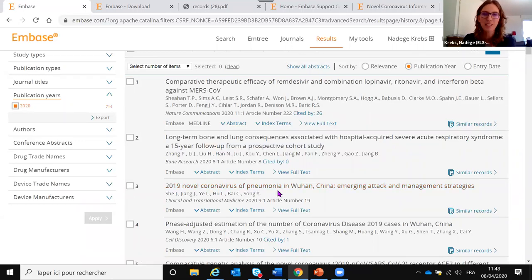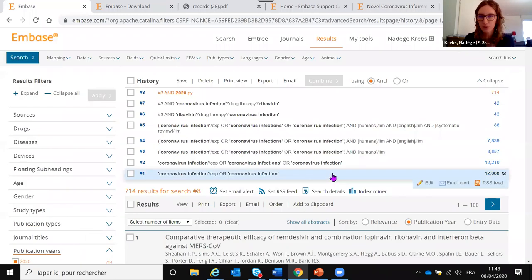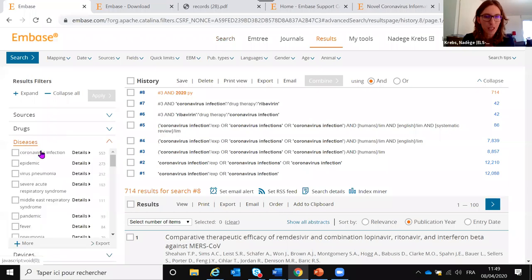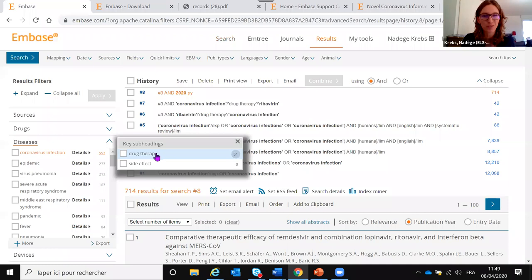So now let's say we know we have pulled these articles that talk about the topic, but we want to know the ones that focus on disease management, like how can we manage such a disease? If I look under the disease, under the tab coronavirus infection details, I have drug therapy or side effects, but I don't have anything on disease management. So how can I add disease management?